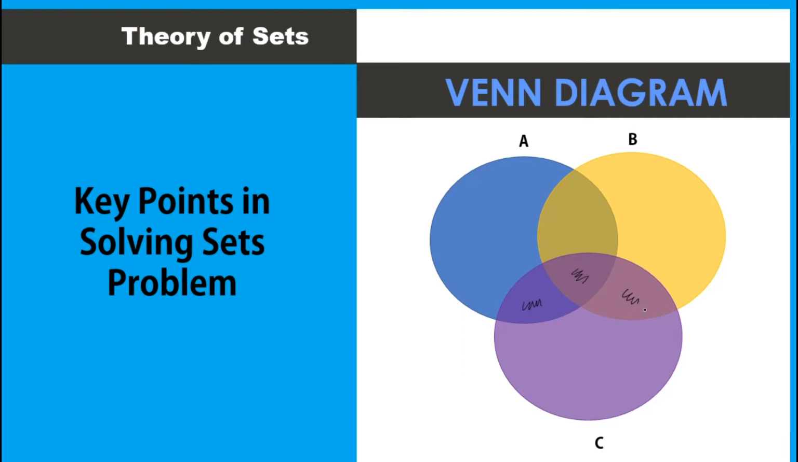This portion is the intersection of B and C. It means that the elements in this portion are contained in both B and C. And same here, the intersection of A and B. This remaining part is the elements that are only contained in A, this portion has the only elements contained in B, and in this portion the only elements contained in set C. So let us apply this theory of sets for solving problems.